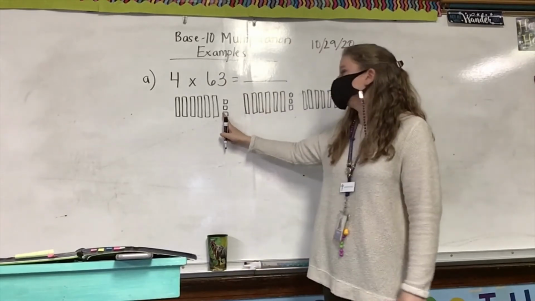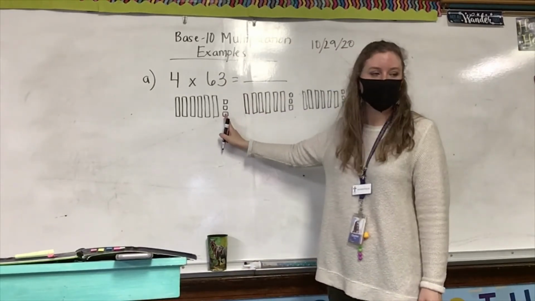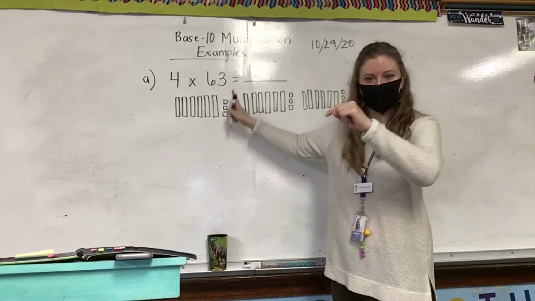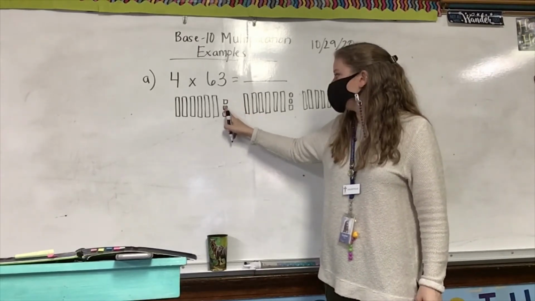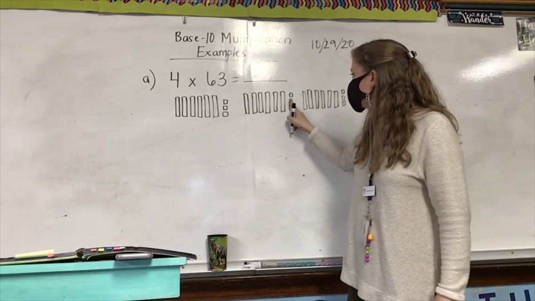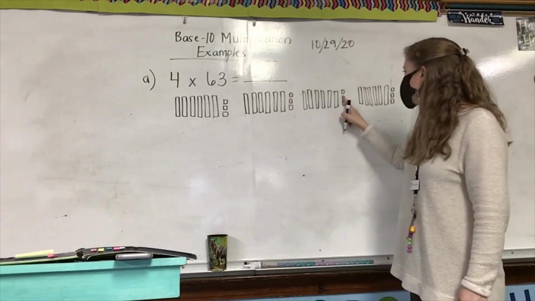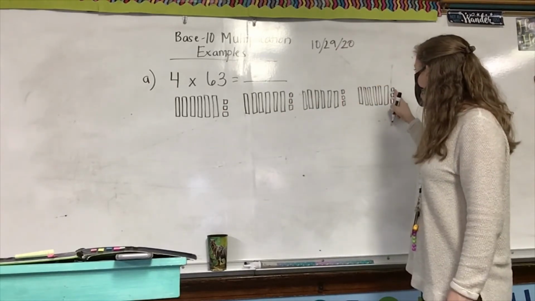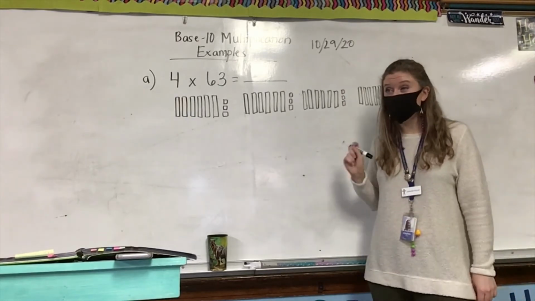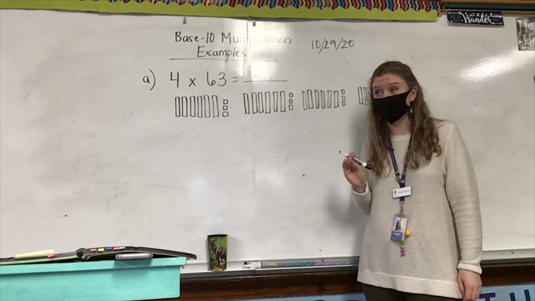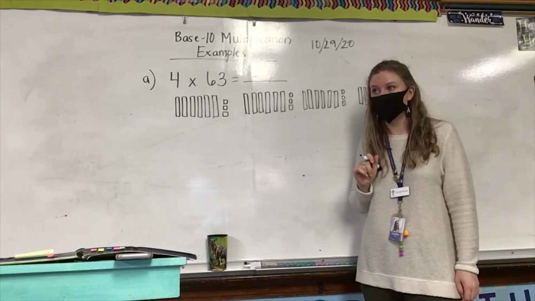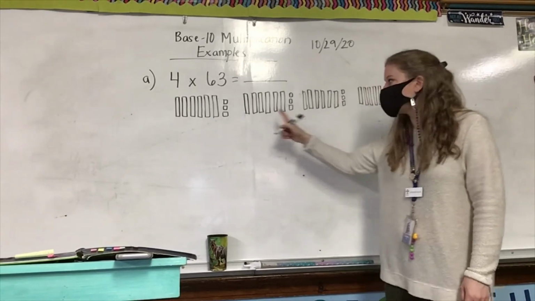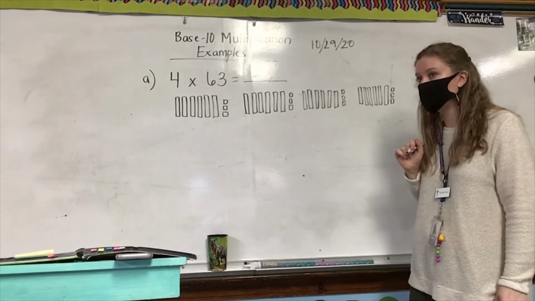Let's count them. Victoria, count them with me. Everybody else, count them in your head. On your paper, not up here. Okay, ready, Victoria? 1, 2, 3, 4, 5, 6, 7, 8, 9, 10, 11, 12. I have 12 ones. Can I put 12 in the ones place? No, so what do I have to do? What's that word that tells me what to do? Regroup.